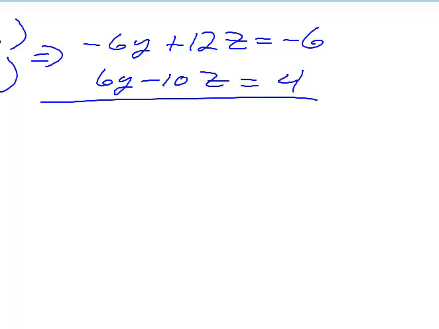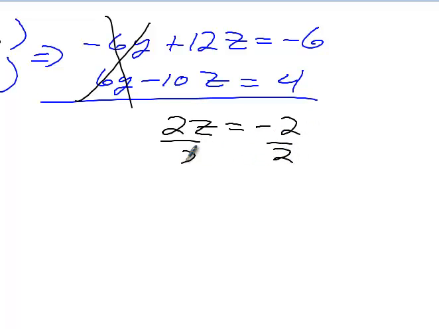So now what do I do with these? Right, so we're just going to add down. So what's -6y plus 6y? What's 12z take away 10z? That would be 2z. Everyone's paying attention. What's -6 plus 4? -2. So how do I get z by itself? So what is z equal to?